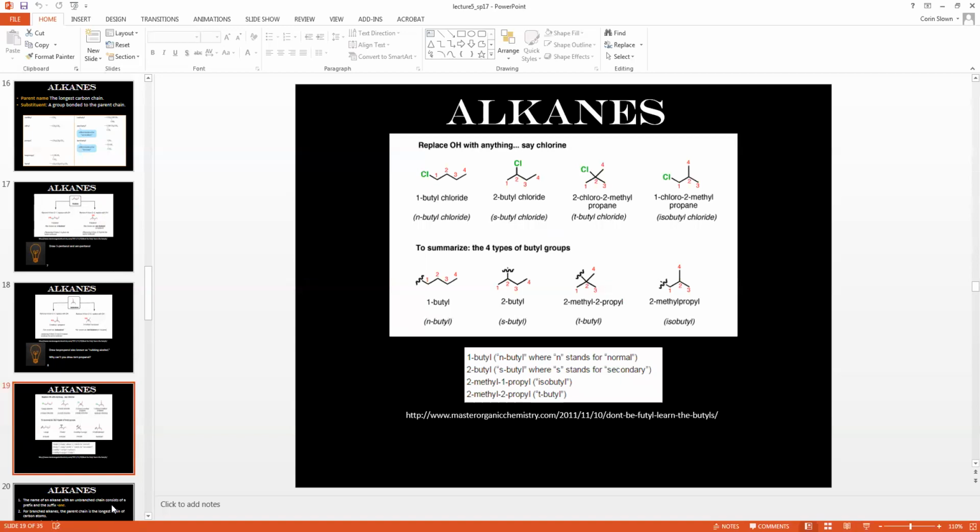If it's essentially this T, then we can think of that as t-butyl. And if it's 1-chloro-2-methylpropane, then that would be isobutyl chloride. So there's 4 types of butyl groups that we would see when we're naming molecules, and this is the summary of those.